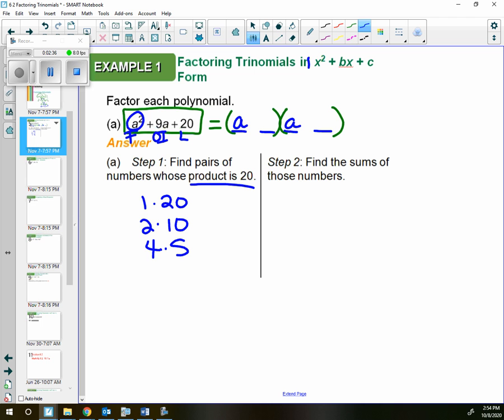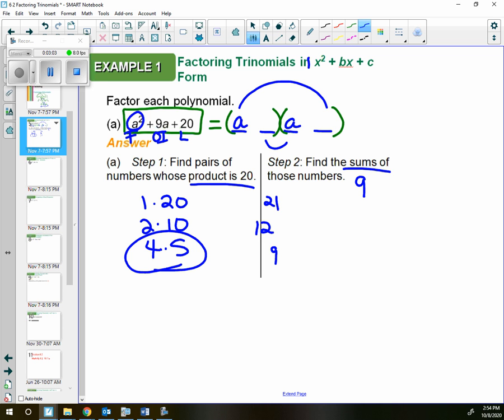Well, how do we know which one it is? Well, the insides plus the outsides, right, our OI, has to add to that 9a. So we want to find the pair whose sum is 9. So we have to take a look and see what their sums would be. The first one would be 1 plus 20, that'd be 21. 2 plus 10 would be 12. And then the last one would be, oh, there's our 9. So this is the pair that we're looking for. So we want the 4 and the 5.